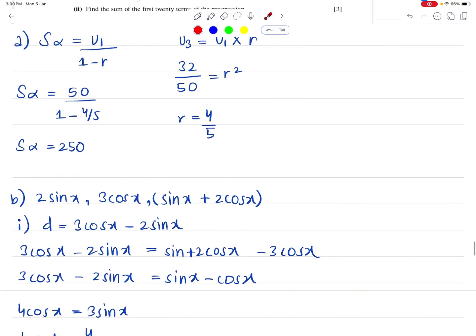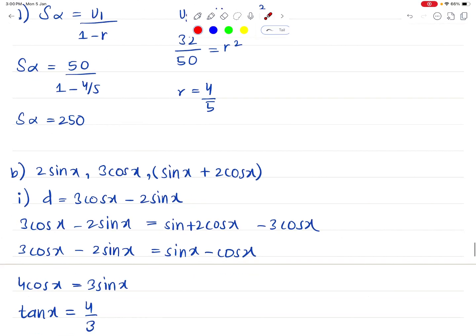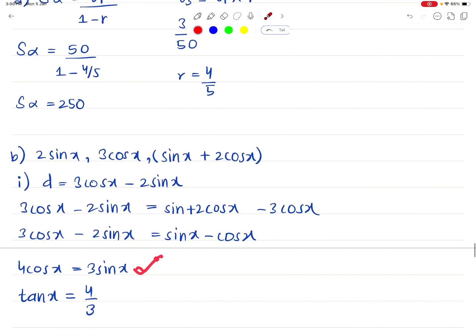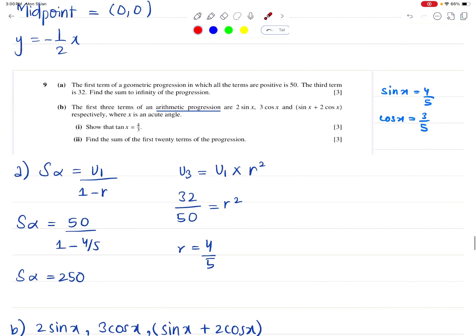You basically move like terms to one side, and this will give you this equation, and then you basically divide sine x by cos x. That's going to give you tan x, which is going to be tan x is equal to 4 over 3, and which is exactly what we had to show in the first part. The second part says find the sum of the first 20 terms of the progression.